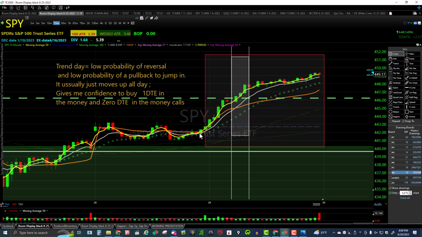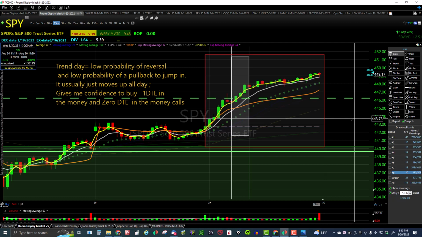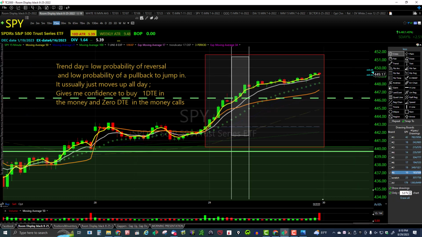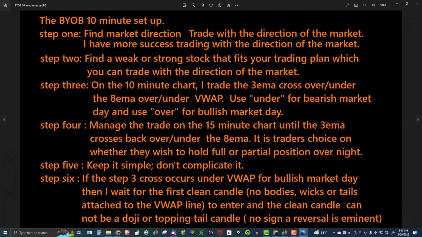So here's the cross under. First clean candle over VWAP. You can jump in and you ride this all day on the 15. All the way from 444 all the way up to 449. So there's that. And we'll finish this up. All right, so you manage on the 15-minute chart with the 3 EMA and the 8 EMA. All right, keep it simple. Don't complicate it.